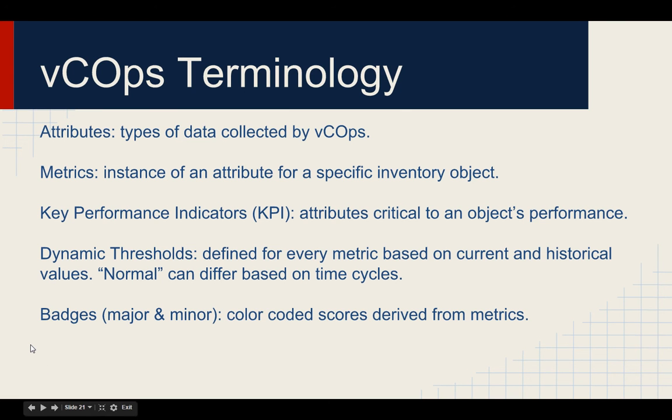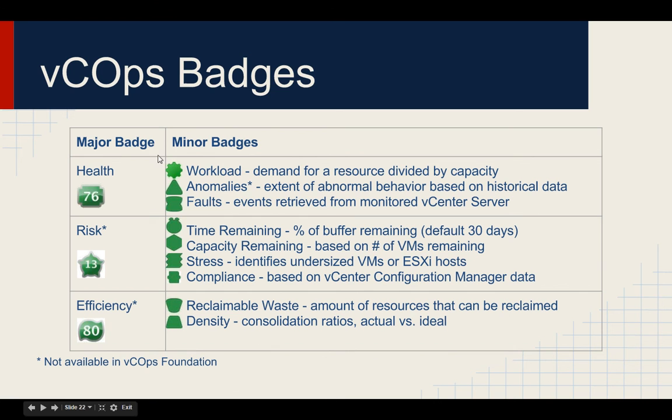Badges are how Operations Manager displays color coding and scores that it derives from the metrics. And there are major badges and minor badges. Those are all listed here along with the icon that represents them. So we have 3 major badges of health, risk, and efficiency. And then the minor badges for health: the health score is made up of a roll-up of workload, anomalies, and faults. Risk is derived from time remaining.